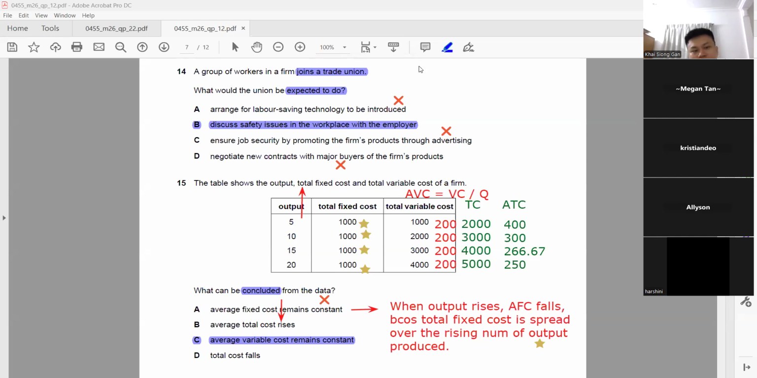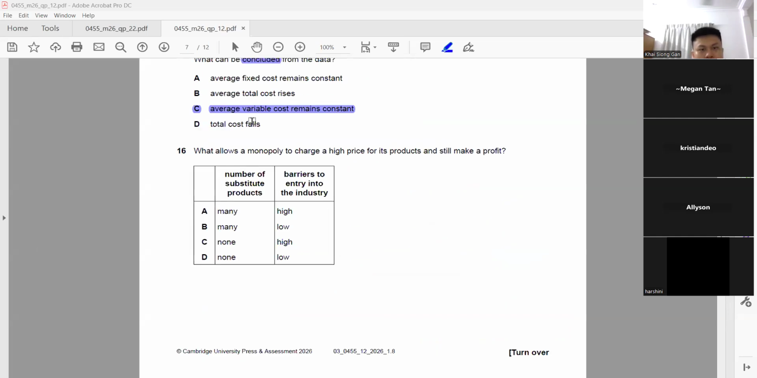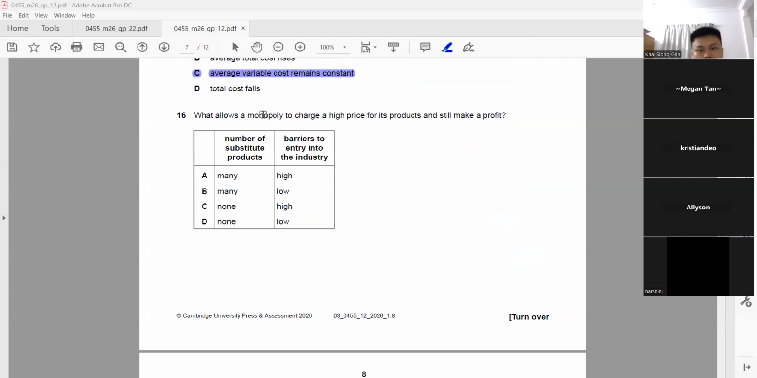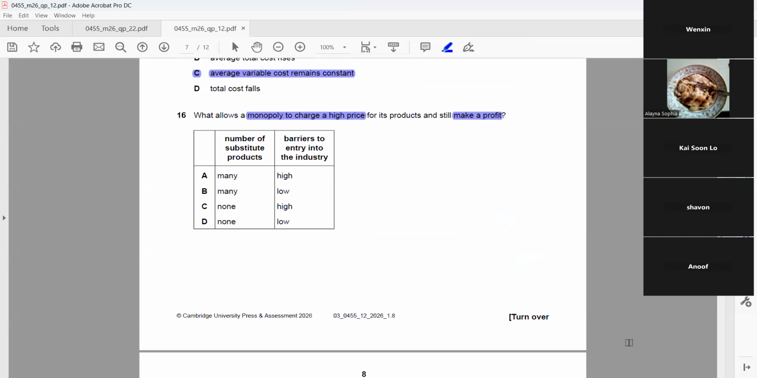Okay, next question. What allows a monopoly to charge a high price for its products and still make a profit? Charge high price and still make a profit. Wenxin, what's your answer for this one? No substitute and high barriers to entry. C is the answer. Good.